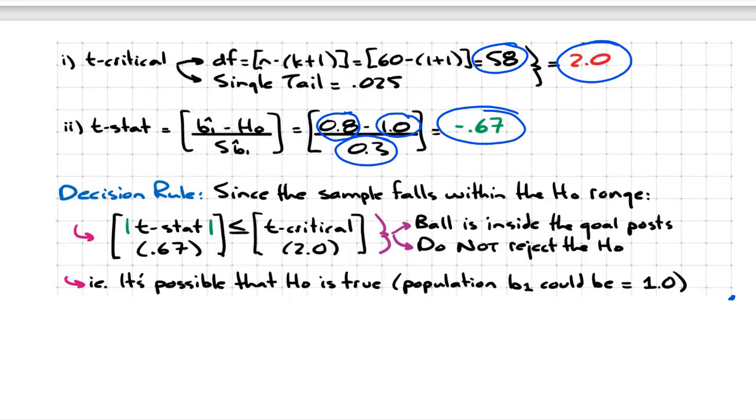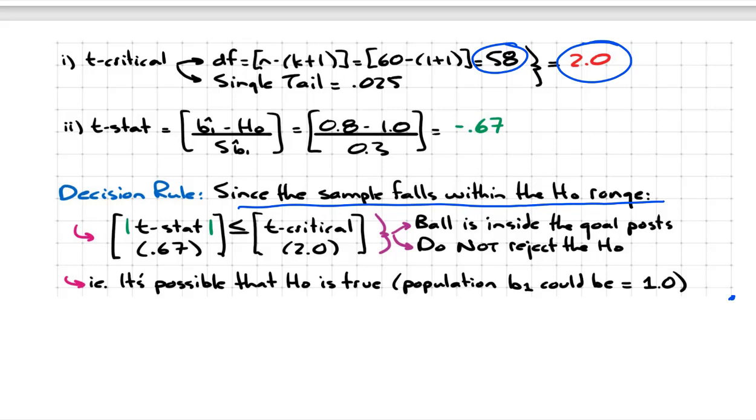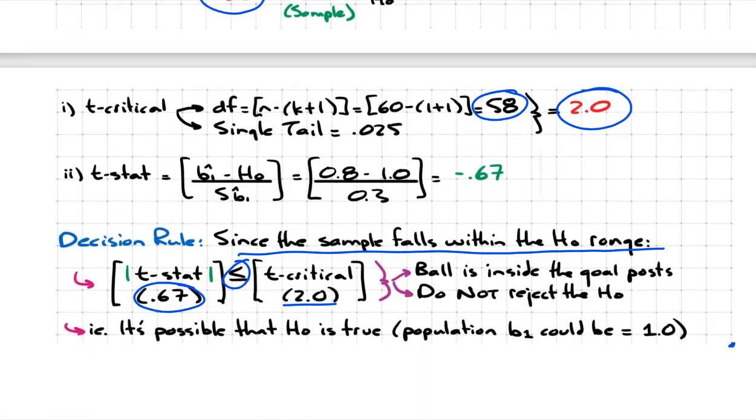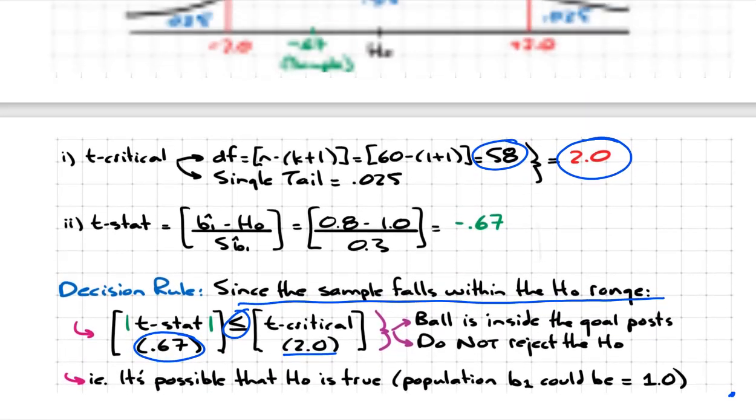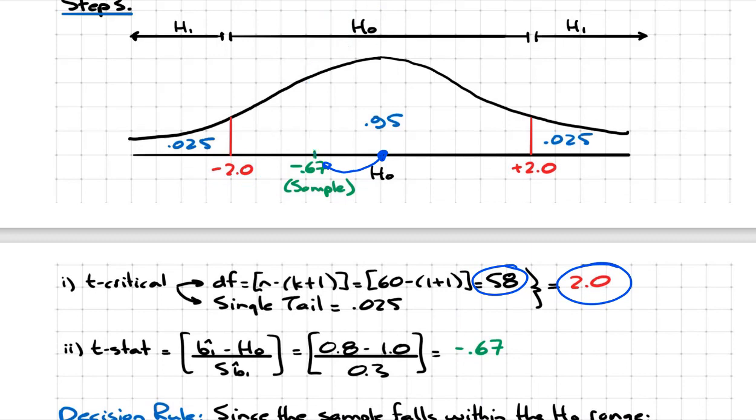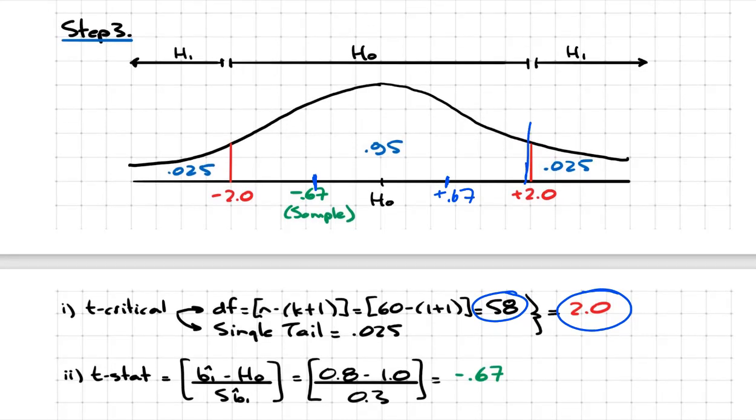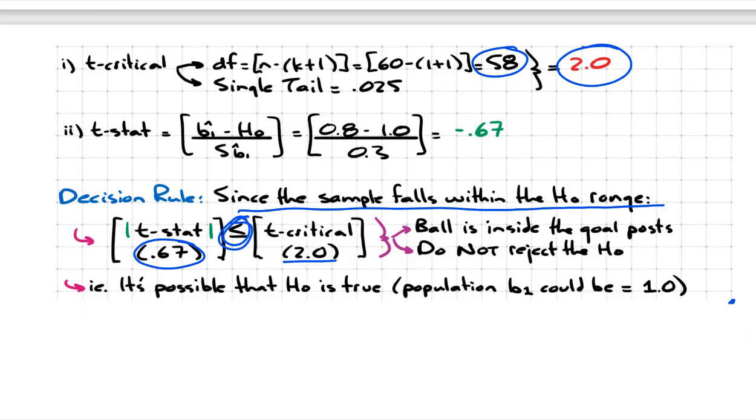So the decision rule: since the sample falls within the null range, in other words, the t-stat, which is 0.67, was less than 2.0. And notice we're taking the absolute values here, ladies and gentlemen, because it doesn't matter if the sample came on this side or that side. Whether it was minus 0.67 or plus 0.67, it doesn't matter. The important thing is it fell within the null range. That's why we look at the absolute value. So these negatives don't mean anything. And that's exactly what we got here.